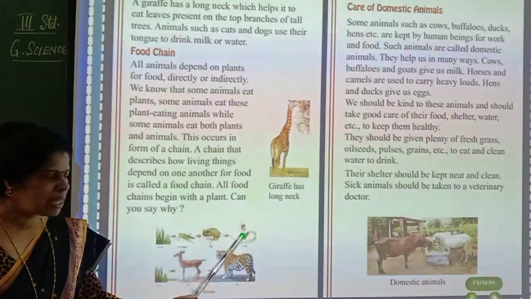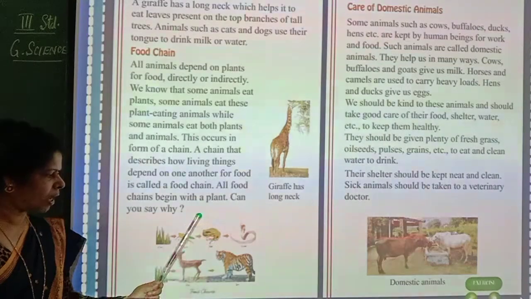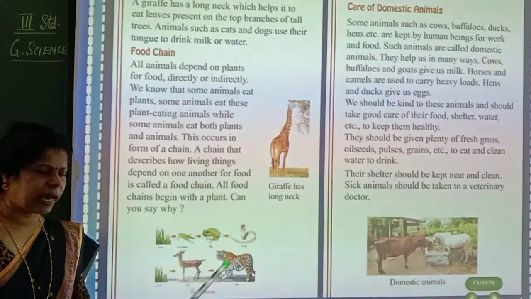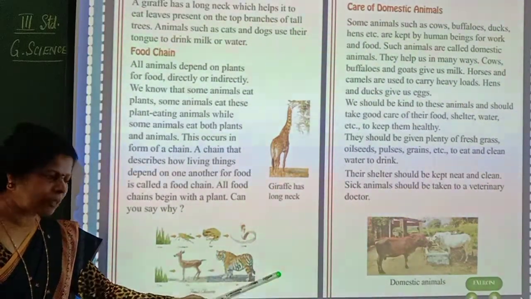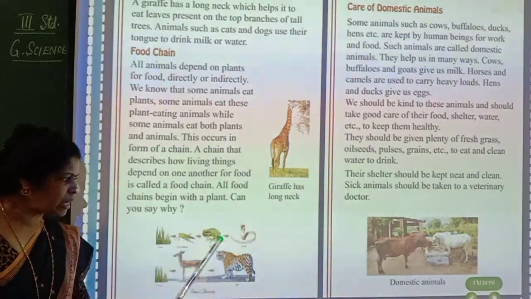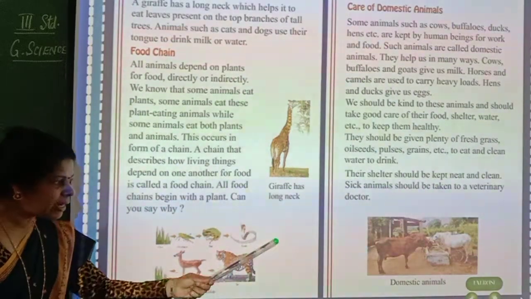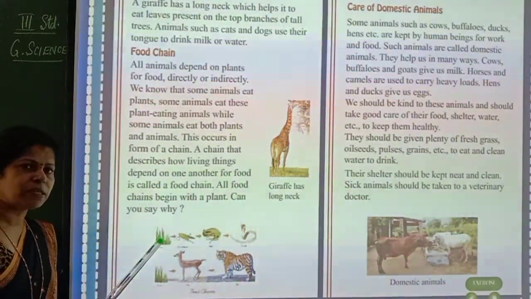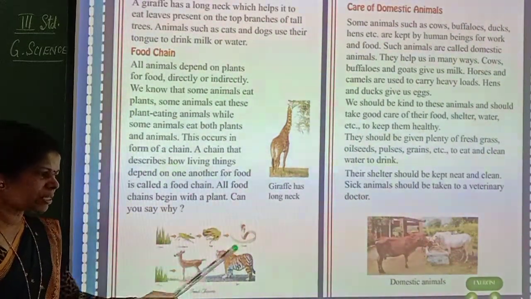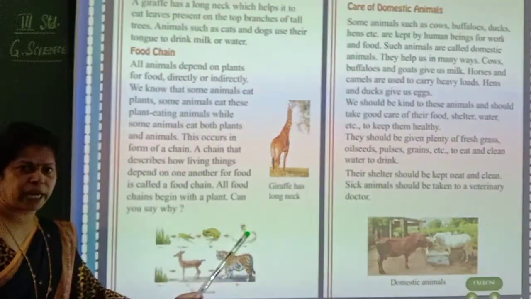Then comes the snake. What is the snake doing? The snake is eating the frog. The frog is eating the grasshopper. The grasshopper is eating the plant. Now all this will die. Where do they go? They go back to the soil. So whatever nutrients are present in their body, where does that go? That goes back to the soil. And again in the soil, what grows? Plants grow, right? Again the plants will start growing. So what is that? That is a cycle. It's a food cycle. And this is called a food chain.